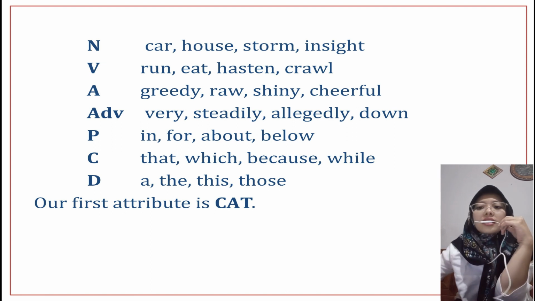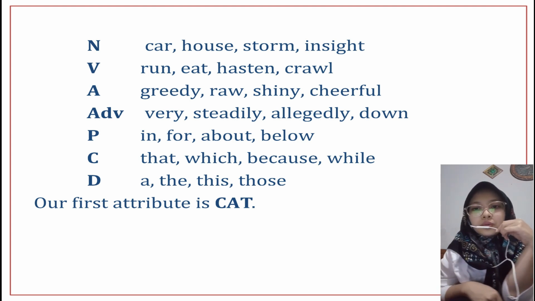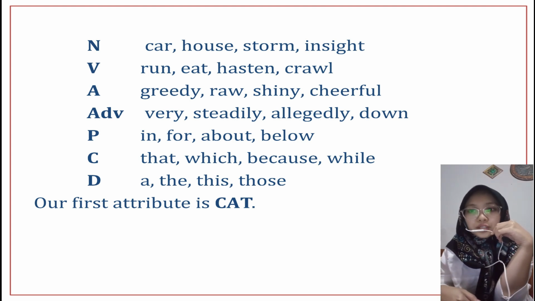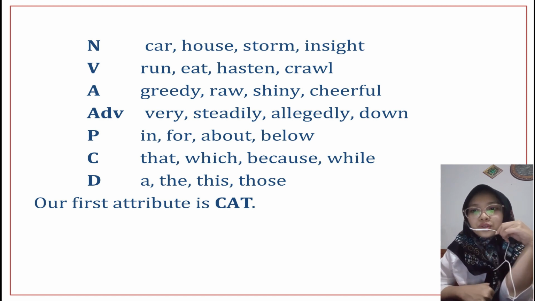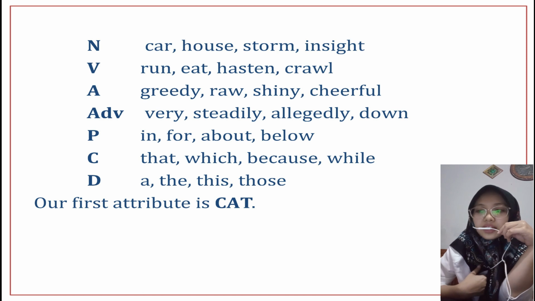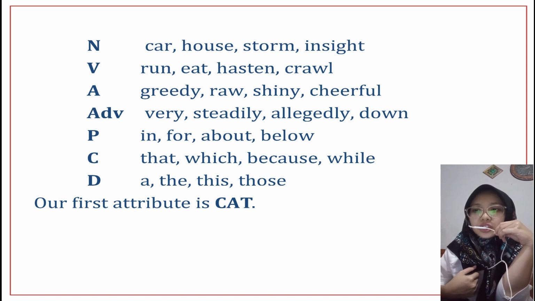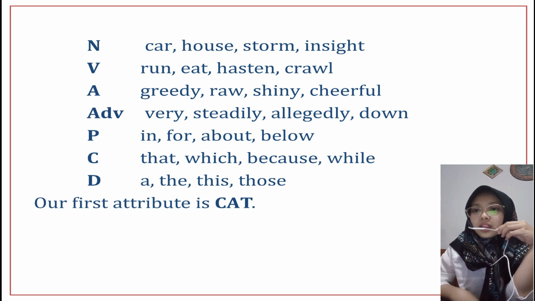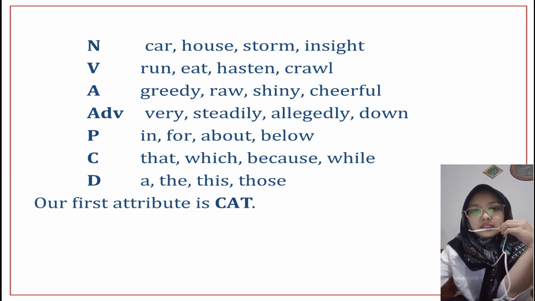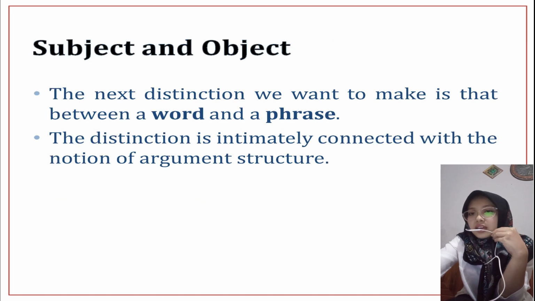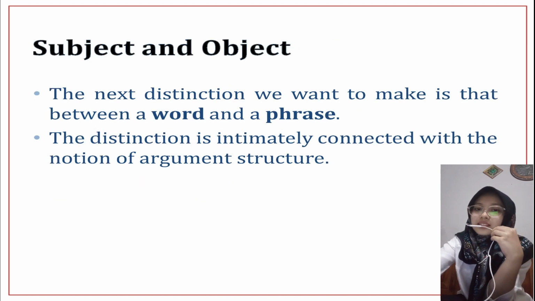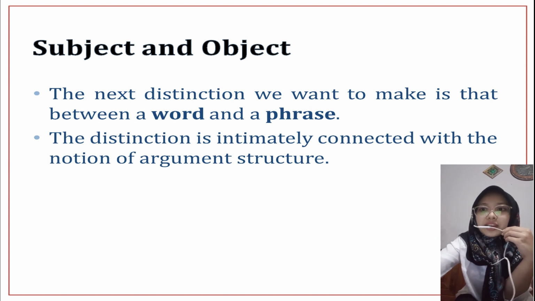Now we notice that our first attribute is cat, C-A-T, and it has the values just displayed so far. They are noun, verb, adjective, adverb, preposition, complementizer, determiner, and tense, which belong to the attribute cat, ladies and gentlemen. Then we are going to discuss subject and object. In these discussions, we need to make distinctions between word and phrase.